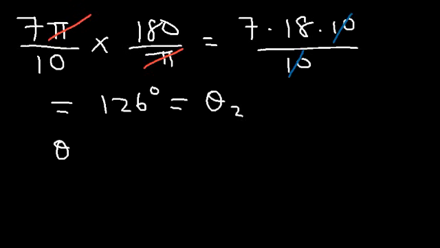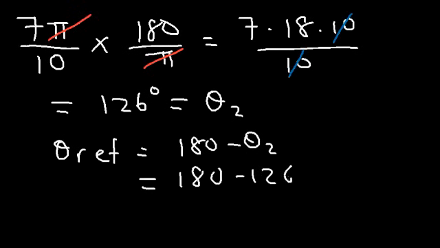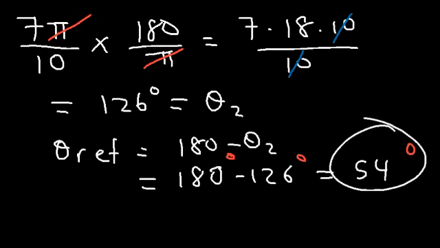So the reference angle for a quadrant 2 angle is 180 minus the angle, or 180 minus 126, which is about 54. Let's make sure my math is correct. So now all we need to do is convert the angle in degrees back into radians. So this is the reference angle. So 54 degrees multiplied by pi divided by 180.